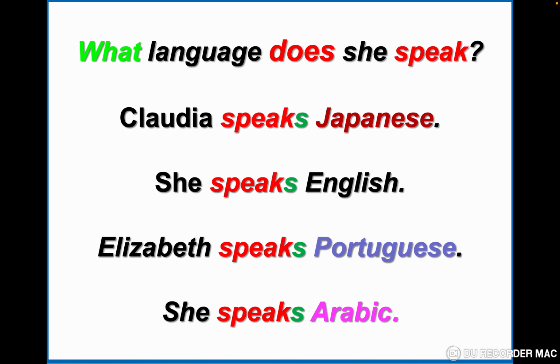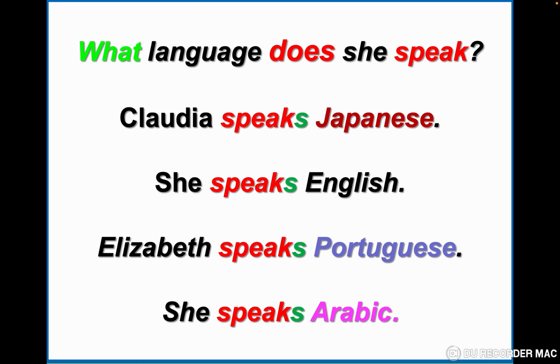In the next slide we have: what language does she speak? We are speaking about a woman or a girl. In the first example, Claudia speaks Japanese. Claudia means she. Claudia speaks Japanese. Another girl or woman: she speaks English. The third example, Elizabeth speaks Portuguese.